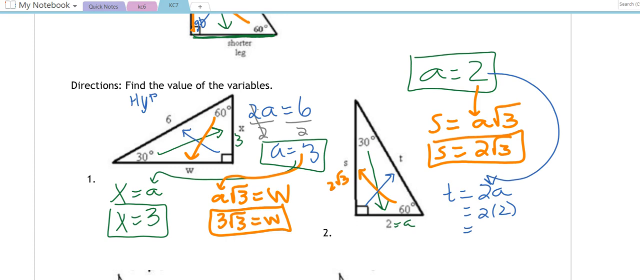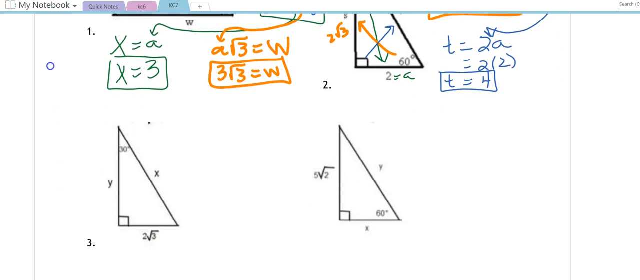Yep, that would be 2 times 2, which is 4. And this would be 4. All right, we have all of our missing sides. We can go ahead and move on to the next example.